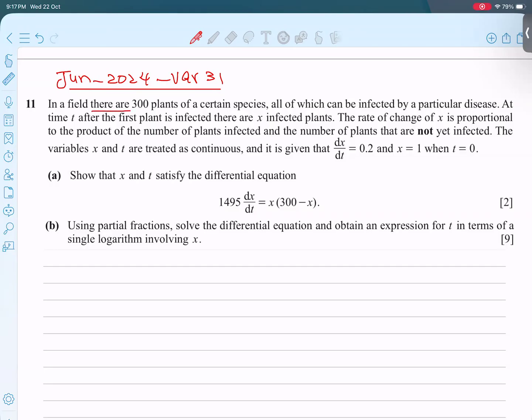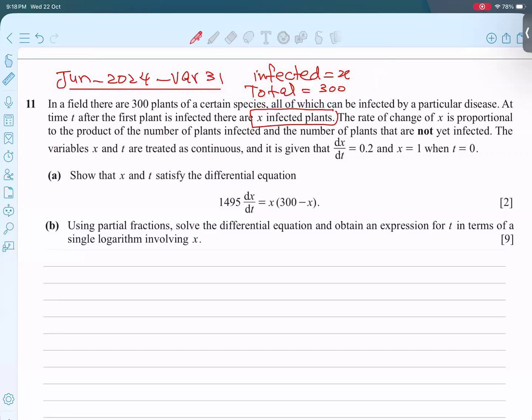We have a field of 300 plants of a certain species, all of which can be infected by a particular disease. After the first plant is infected, you can say the infected plants are x when we start counting. So common sense, total 300. If I ask you what the infected plants are, naturally they are x. X is infected plants, and total plants are 300.